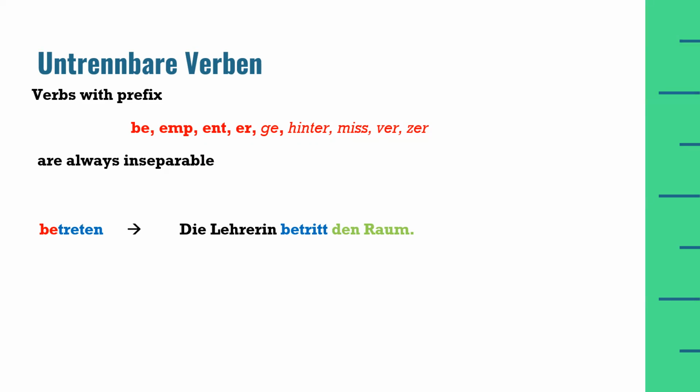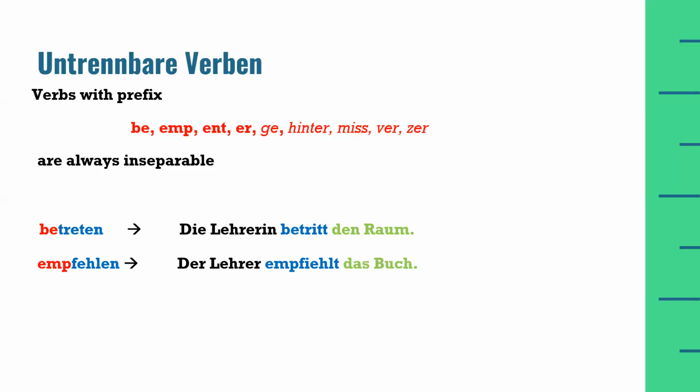So let's start with the first example, betreten. Betreten means to enter. Die Lehrerin betritt den Raum. The teacher, here the female teacher, enters the room. Now, if the verb is not separable, then we have to use the simple sentence structure that we are already familiar with: at the first position we put the subject of the sentence, and at the second position we use the verb, which will always be conjugated according to the subject of the sentence. Then comes the object, adjective, preposition, etc.